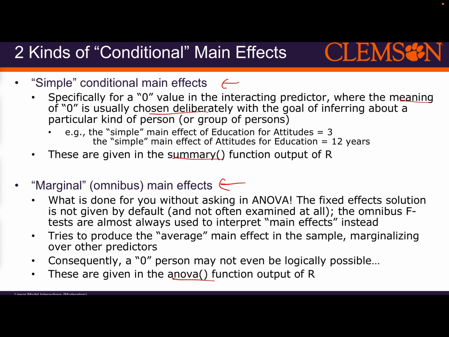When you enter factorial variables in ANOVA, the fixed effect solution is not given by default, often not examined at all. And the omnibus F-tests are used to interpret main effects. Instead, this produces the average main effect in the sample, marginalizing across all predictors. Again, this loses its relevance in the presence of interactions, but sometimes is needed.